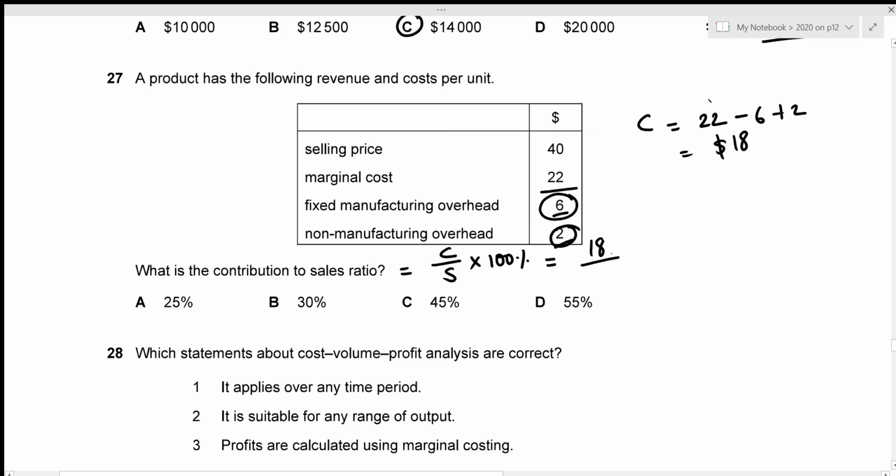Let's substitute this. And we need to divide it by the selling price, which is 40, times 100%. This gives our contribution to sales ratio to have the value of 45%, which is given in option C. That will be the correct answer.